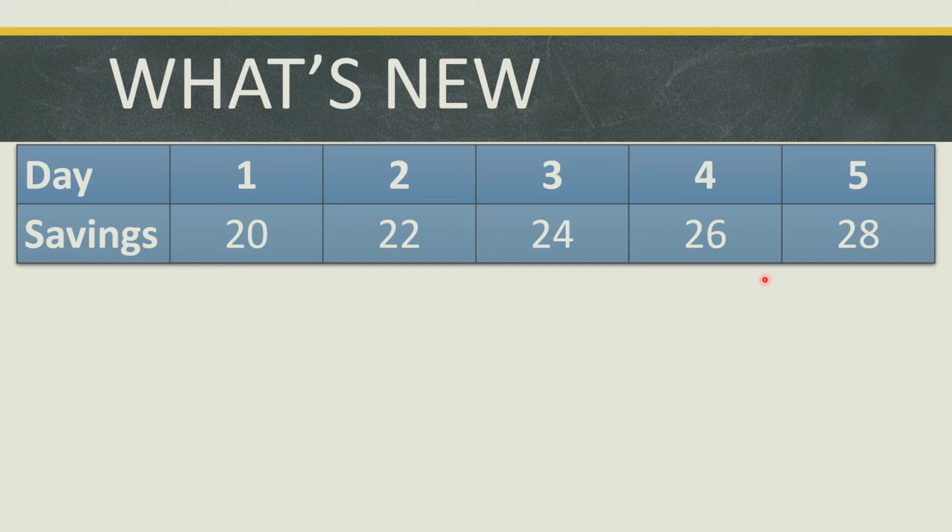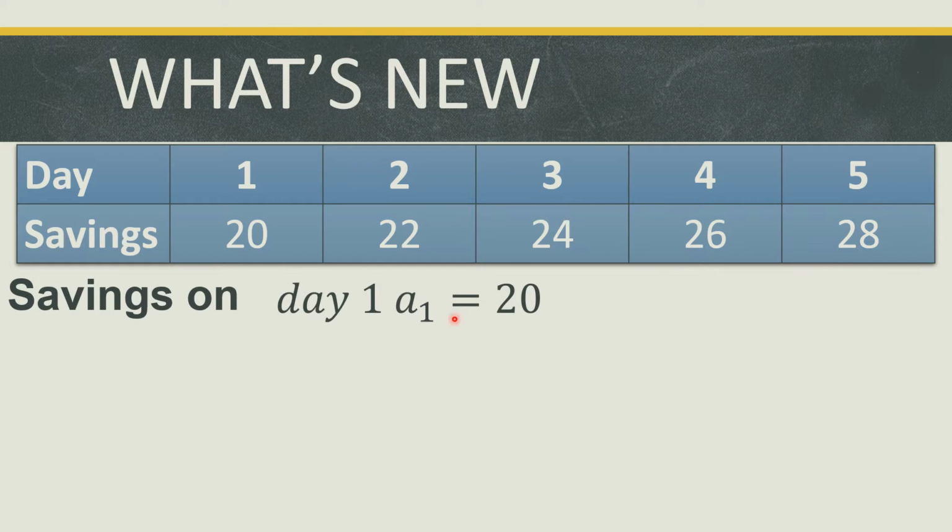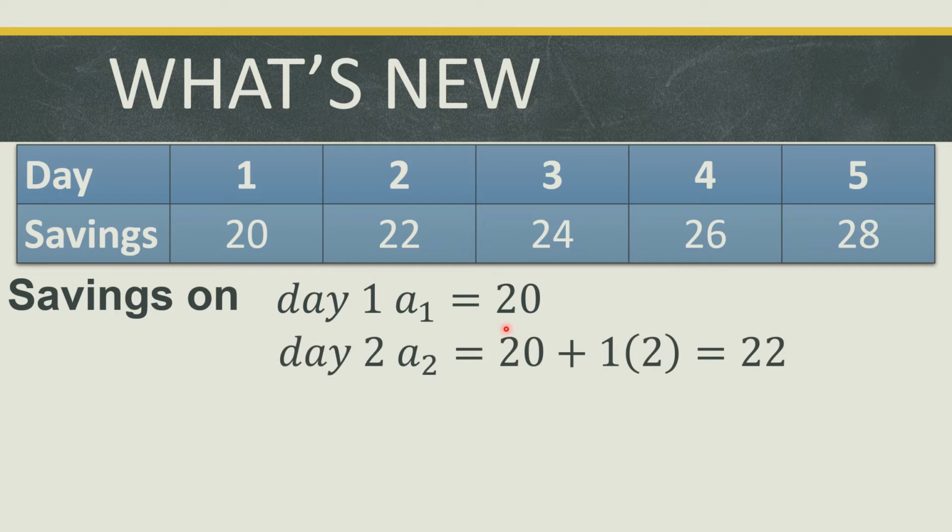Based on this table, this is her savings for the first 5 days. Let's say that her savings on her first day is 20. On the second day is 22. So we just simply multiply the common difference by 1. So that is 20 plus 1 times 2, which is 2. So that is equal to 22.